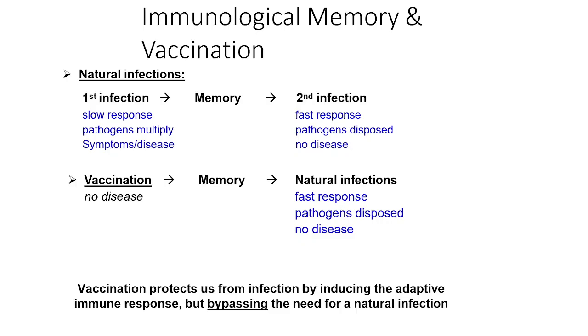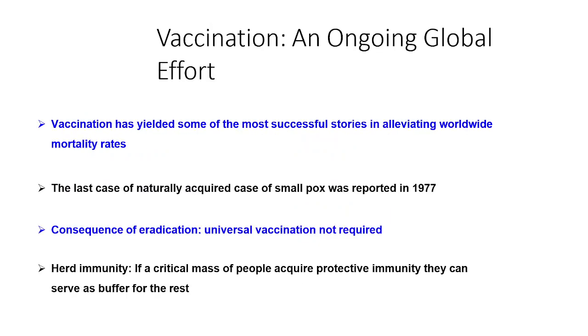There is a memory that is developed, but there are natural infections that get fast responses, pathogens disposed, and no diseases. So vaccination protects us from infection by inducing the adaptive immune responses, but bypassing the need for a natural infection. But we also need to understand that vaccination does not mean that the disease will not occur at all, which is a wrong concept altogether.